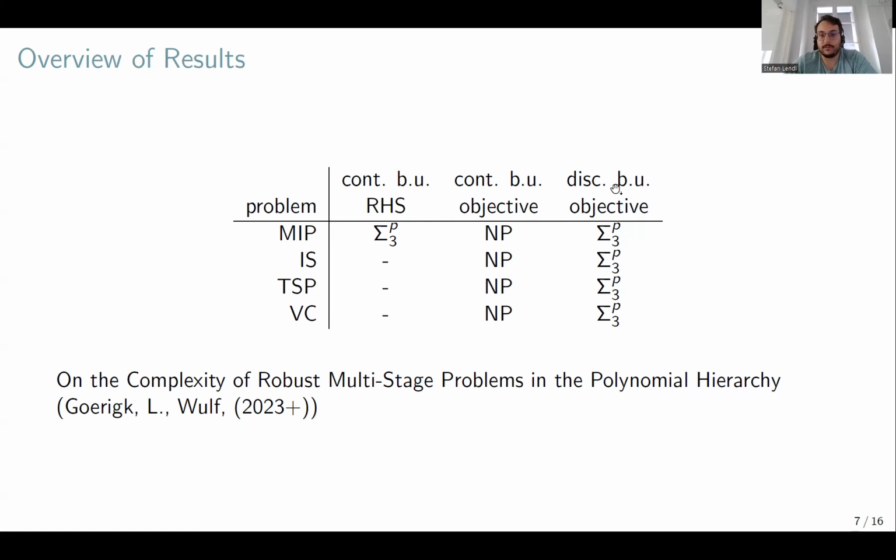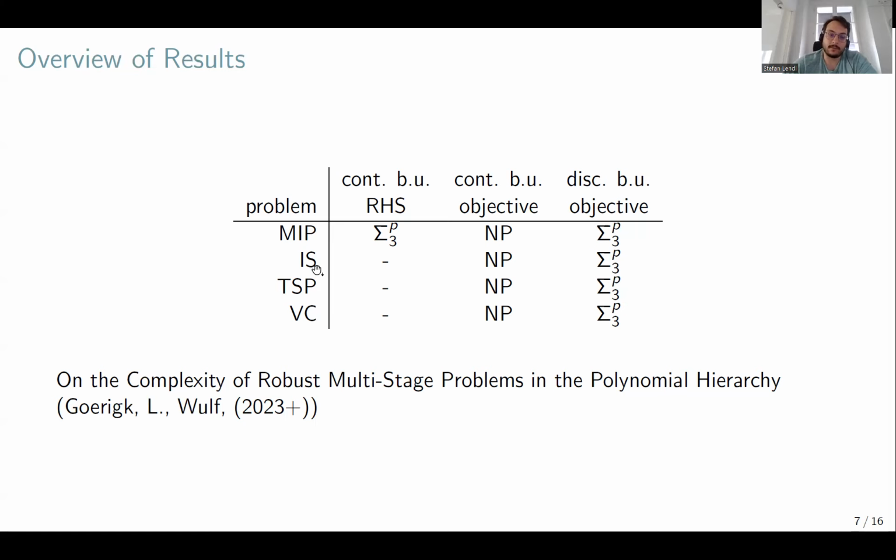If you jump to discrete budget uncertainty, this changes again. So also the specific type is relevant, and we can become sigma 3 p hard, even if we have only uncertainty in the objective. Okay, so this is, to me, very interesting that we have this change, and so we can also expect different techniques to work depending on where we have the uncertainty.